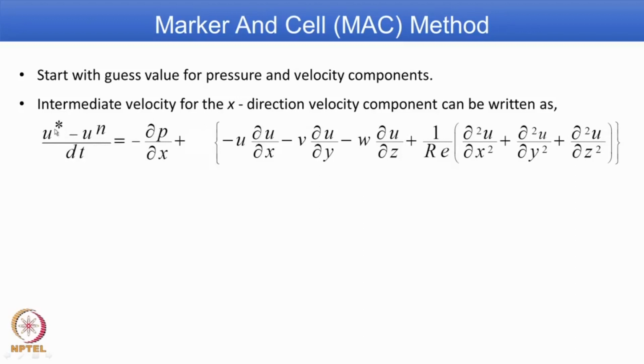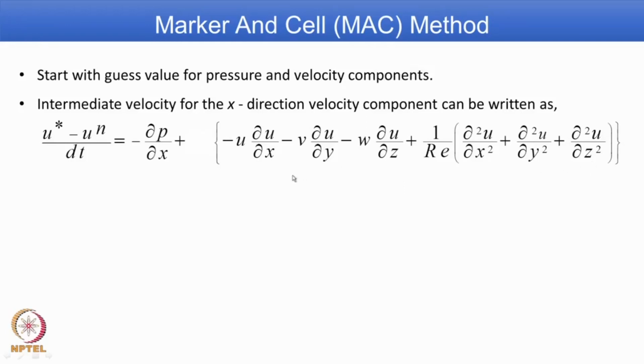U star is the intermediate velocity, and that is to be determined first, then it will be corrected. So, (u star minus u n) by dt, that is a time integration. For this case, what is shown here is a first order Euler time integration. U with the superscript n refers to previous time level. All the terms on the right side, dou p by dou x and convection term, viscous diffusion term, we follow any procedure for discretization.